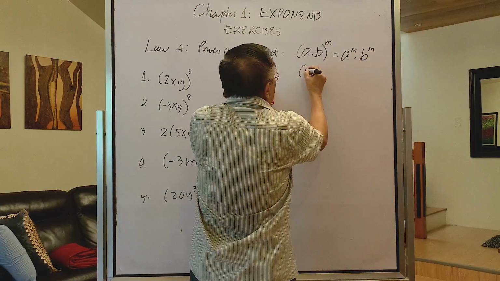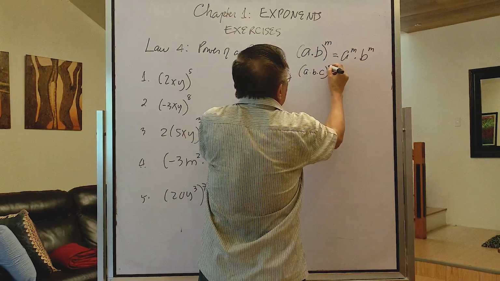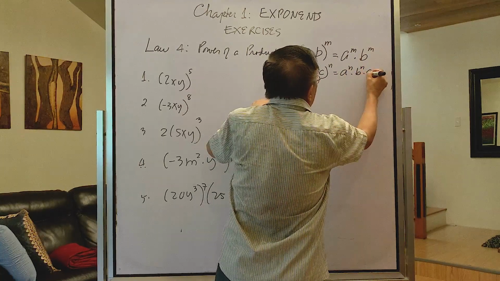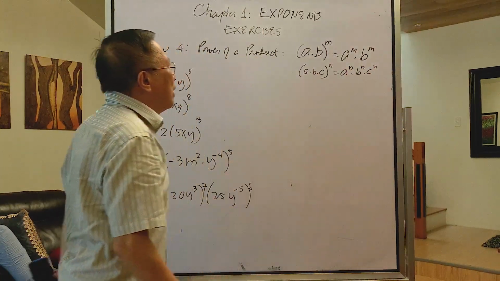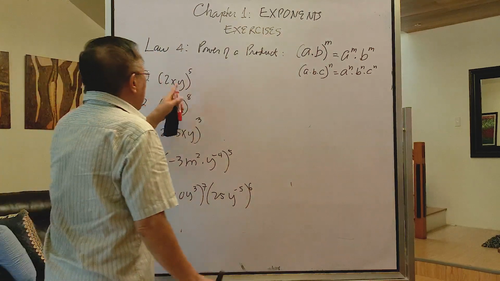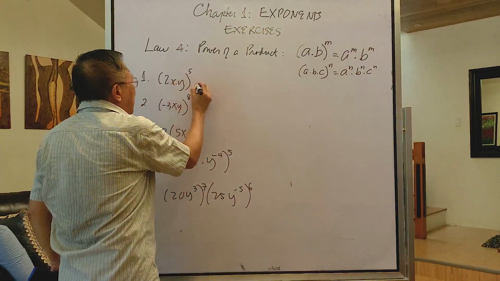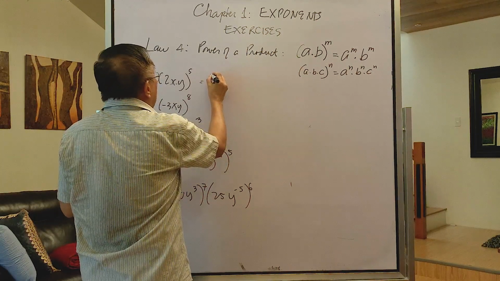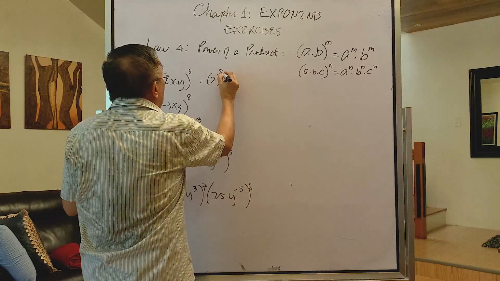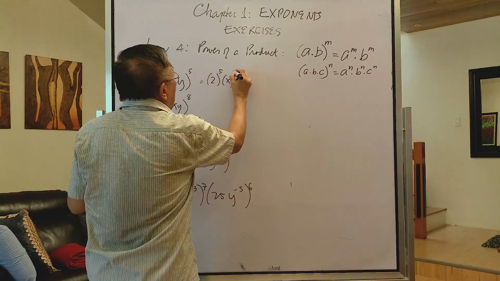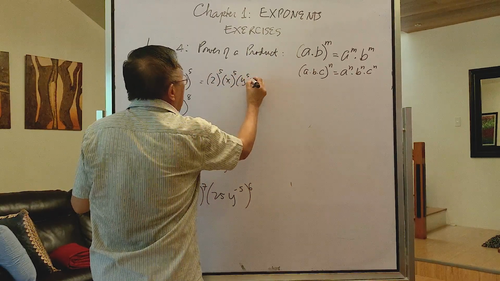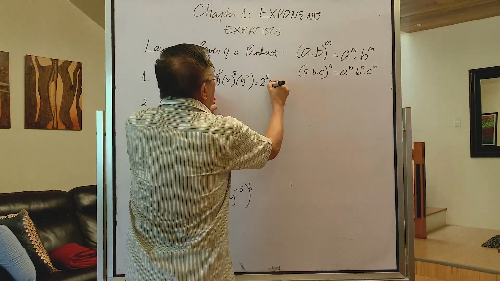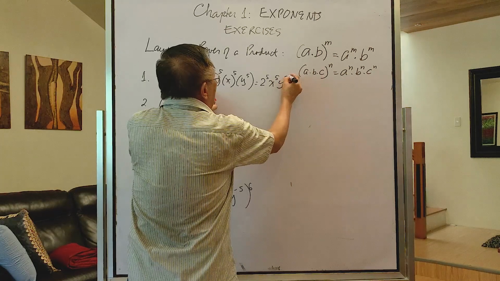If there are three of these, let's say A, B, C raised to the N, then each one of these will be affected by the exponent. So here we have three factors. According to the power of a product law, all factors will be affected by that exponent. And simplifying this, we get 2 to the 5th, x to the 5th, y to the 5th.